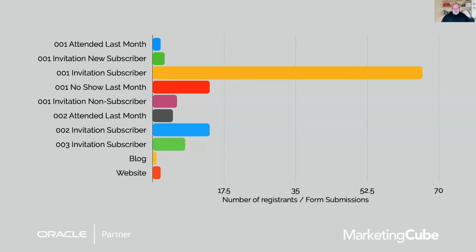Then we also have, and notice the no-show list, right? These are the people who registered for last month but didn't show up, didn't attend the webinar. So we send them an email: hey, sorry, we missed you. Here you can access the replay from last month. While you're here, why don't you register for next month? And so you can see we obviously get some conversion on that one as well.